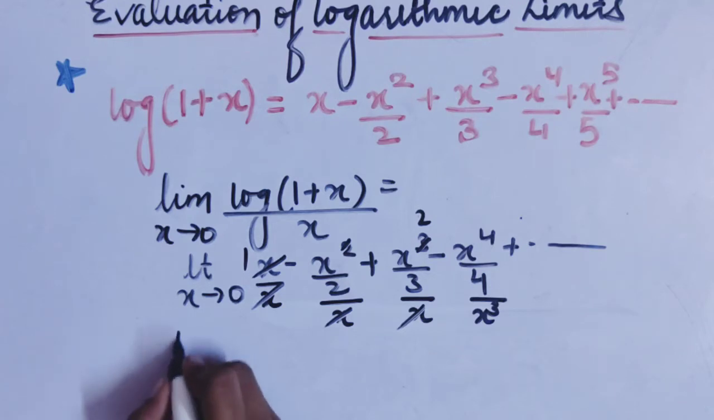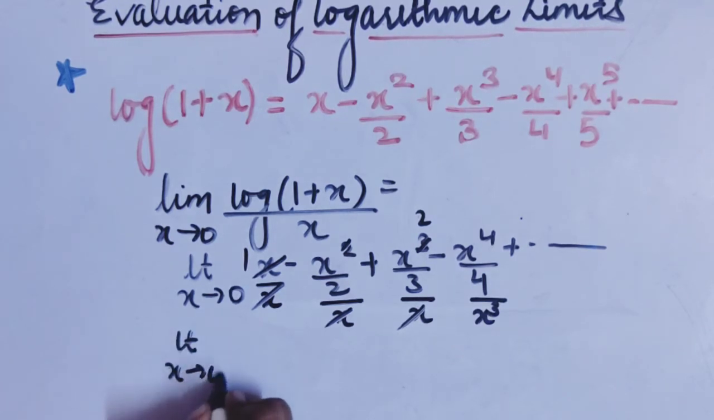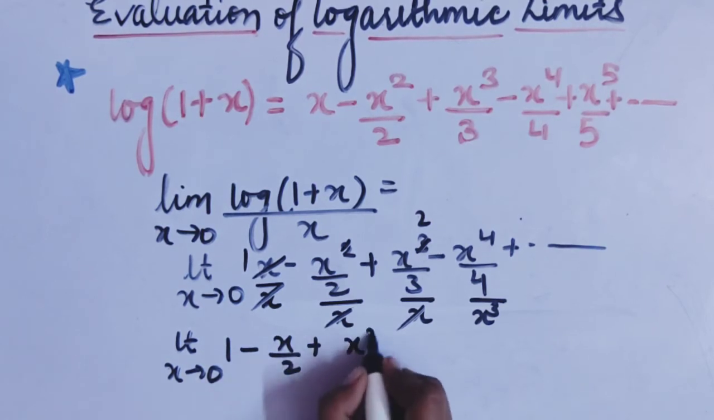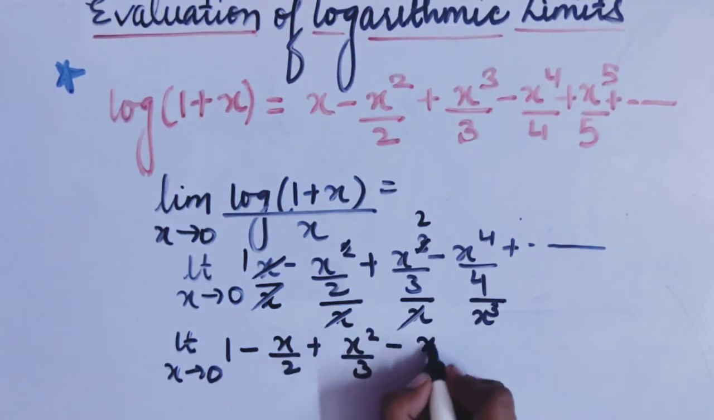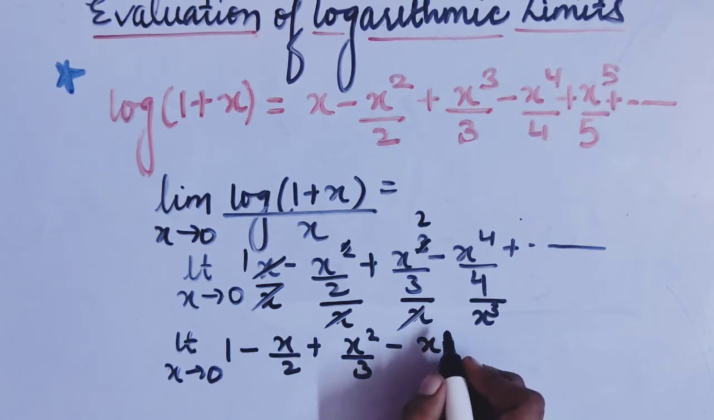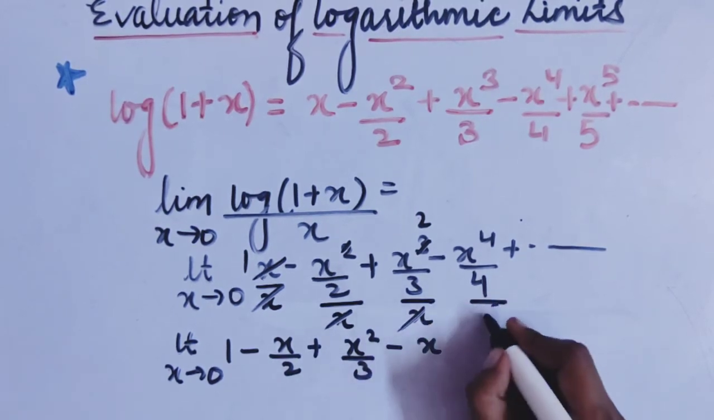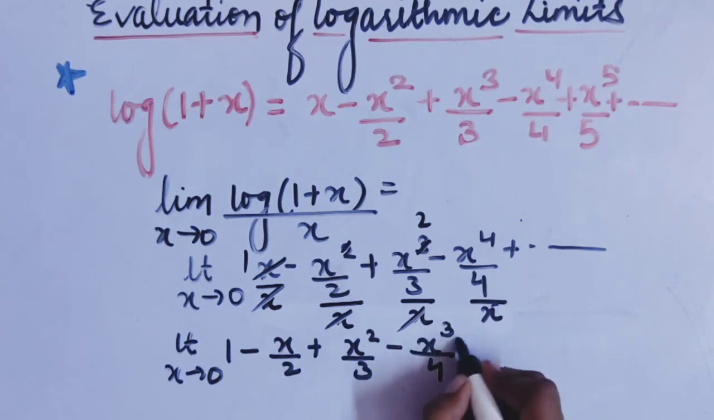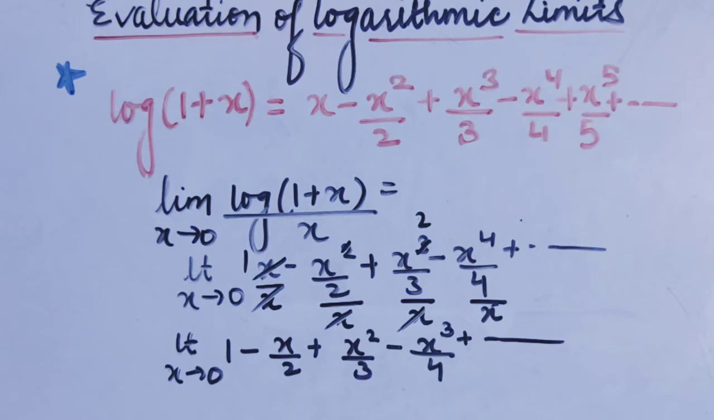So we have got limit x tends to 0, 1 − x/2 + x²/3 − x³/4 and so on. Now see students, if you put the value directly over here, this will become 0, this will also become 0, and this will also become 0.